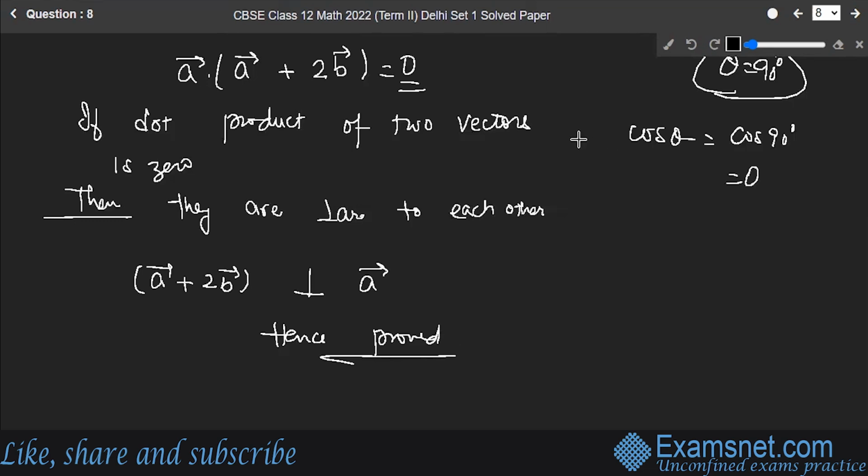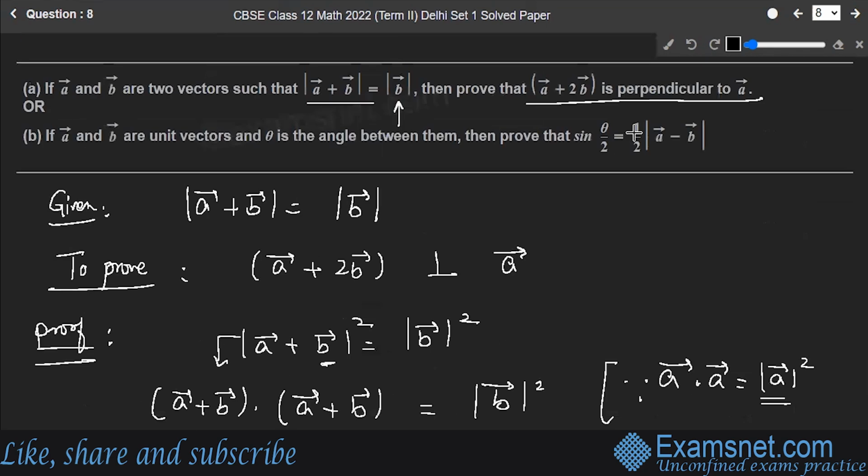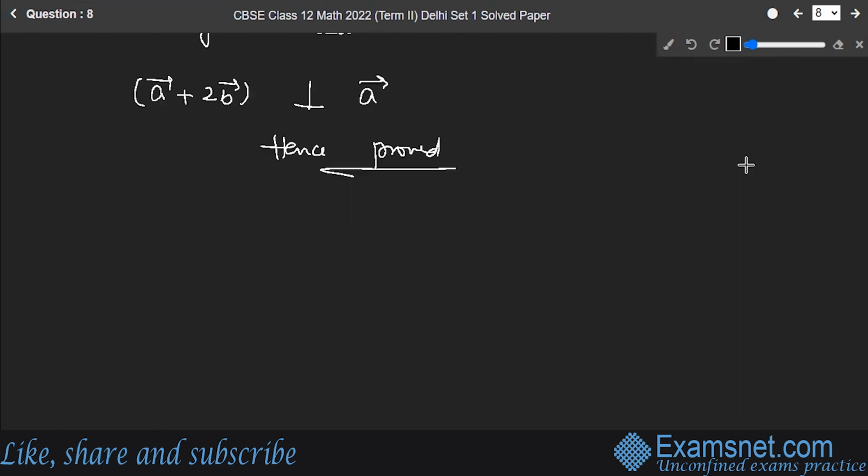Let's move to the B part now. B part is again a vector problem. It says if A and B are unit vectors and theta is the angle between them, then you have to prove that sine theta by 2 is equal to half of the magnitude of A minus B vector. Okay, let's go. Here's the B part.